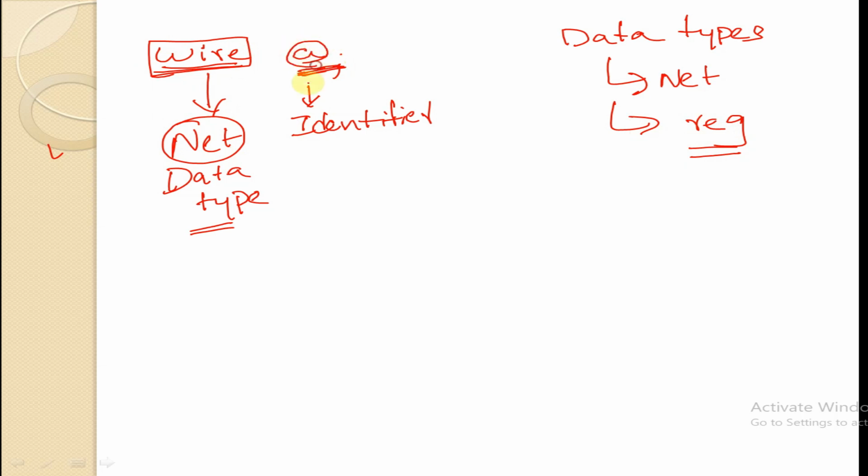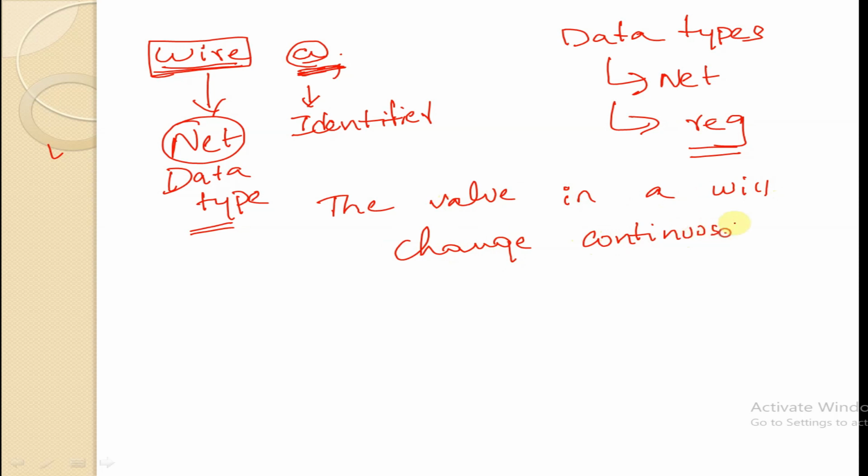So A will become a net. The value in A will change continuously. This is an important point which we should remember for interviews. They will ask what is meant by net data type, and how the value will be changing. In the net data type, if an identifier or a variable is declared as a net data type, then the value will be changing continuously.